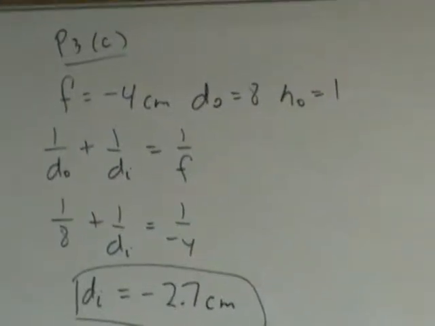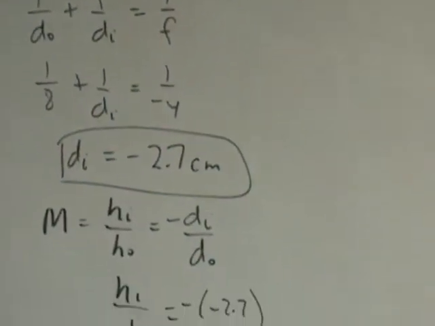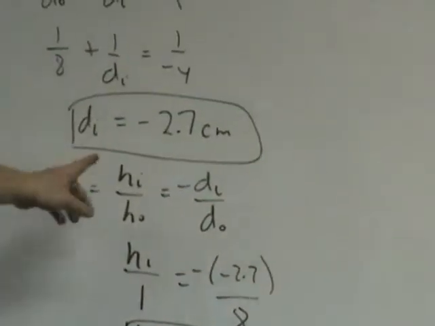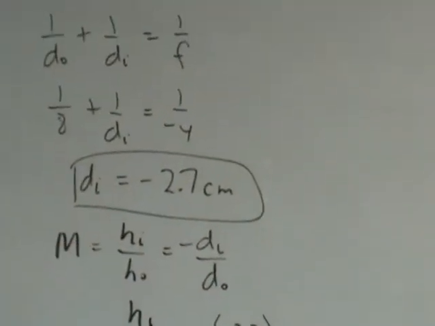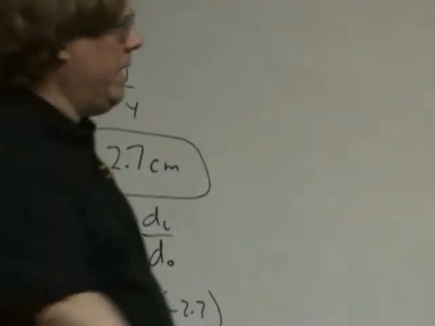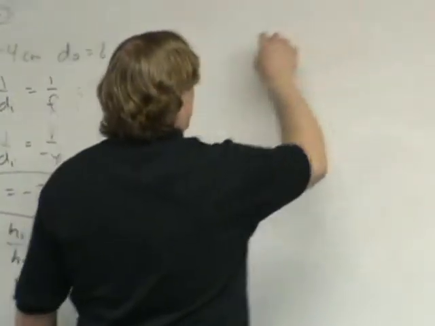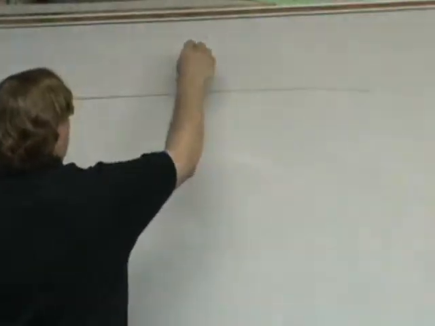By being these things? Yes. Okay, good. Do you notice your d sub i is negative? What kind of image is that going to be, real or virtual? Good. Negative d sub i's are always virtual. So remember, this is a concave lens. So this is what we're looking at.